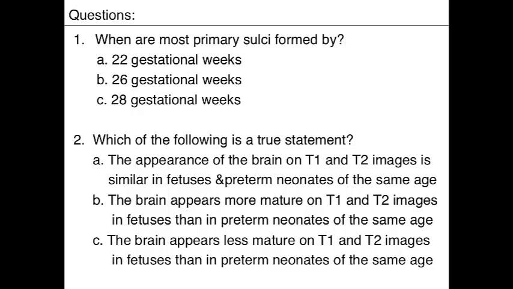And number 2, which of the following is a true statement? A, the appearance of the brain on T1 and T2 images is similar in fetuses and preterm neonates of the same age. B, the brain appears more mature on T1 and T2 images in fetuses than in preterm neonates of the same age. Or C, the brain appears less mature on T1 and T2 images in fetuses than in preterm neonates of the same age.